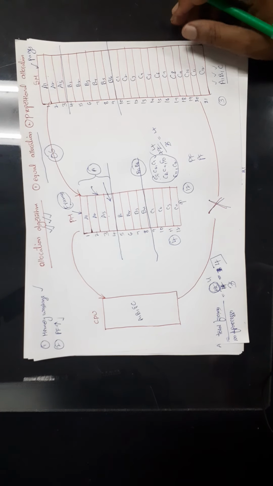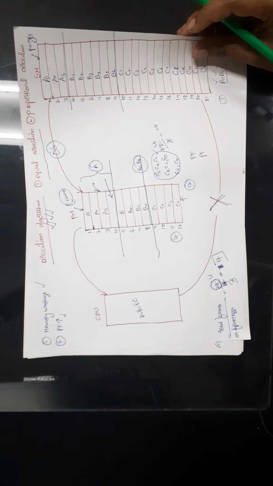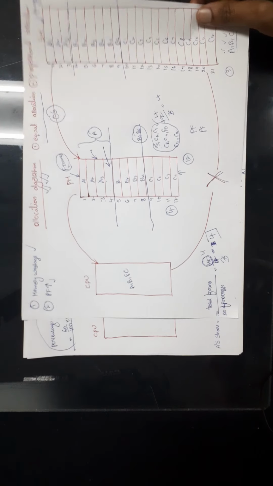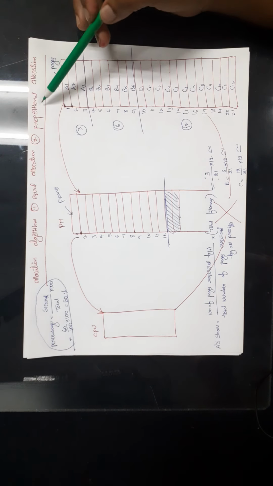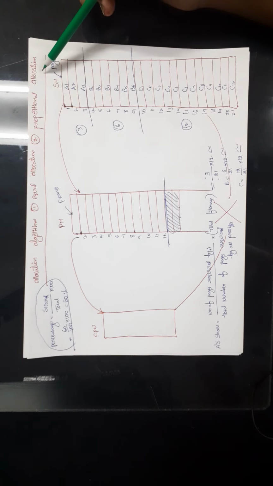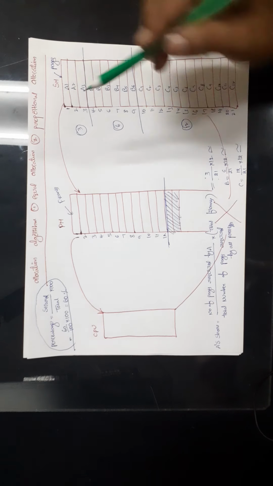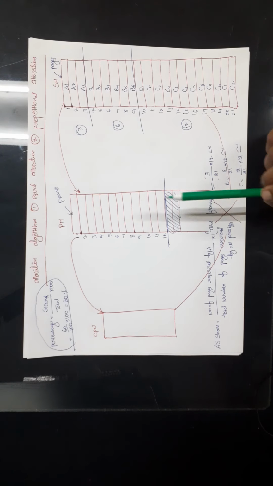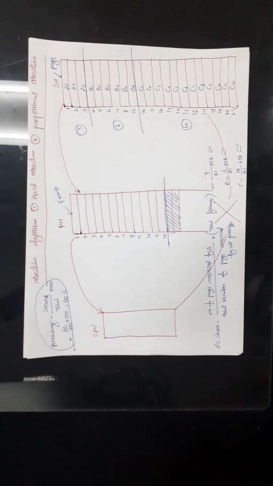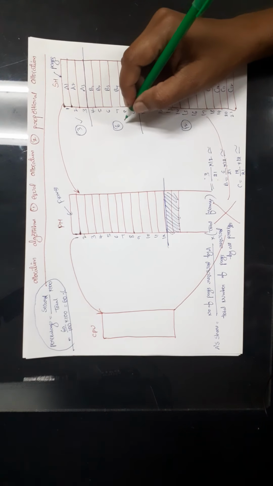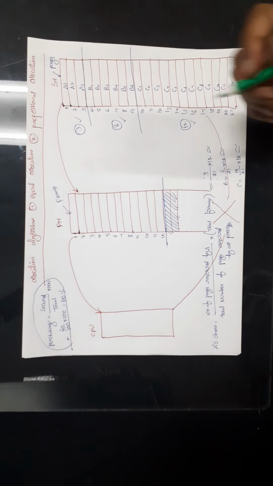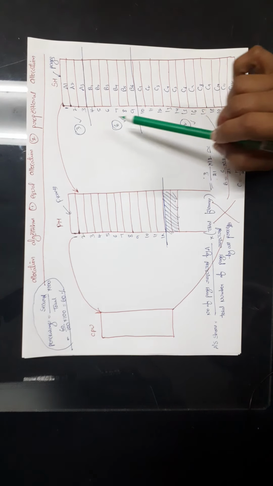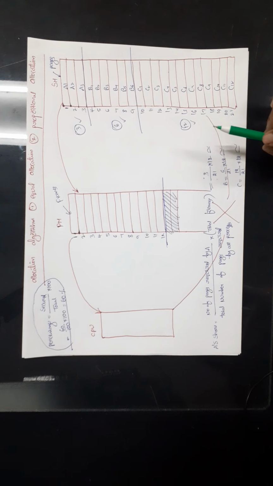So to eliminate these two problems, we will use proportional allocation. In proportional allocation, we will not allocate an equal number of frames for each process. I will take the same example. Here A requires 3 pages, B requires 6 pages, and C requires 12 pages, right? Here we will not allocate an equal number of frames for these processes.